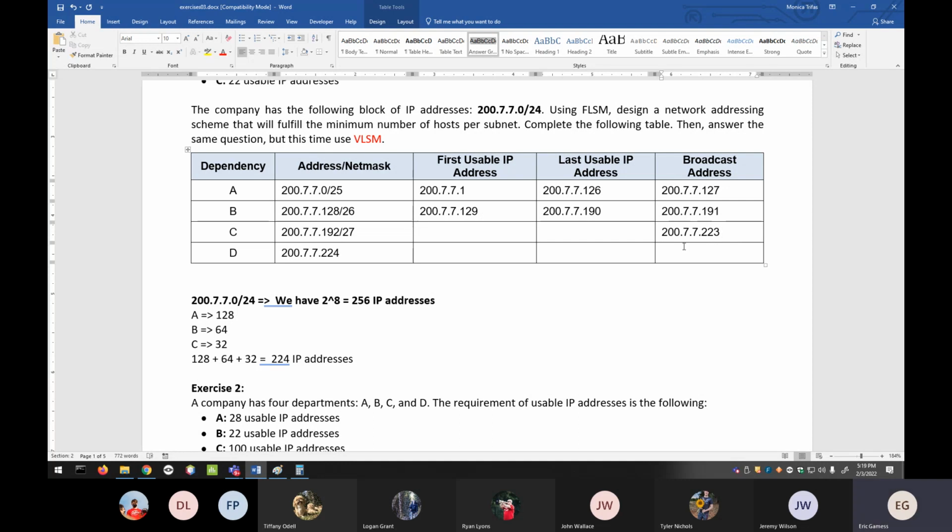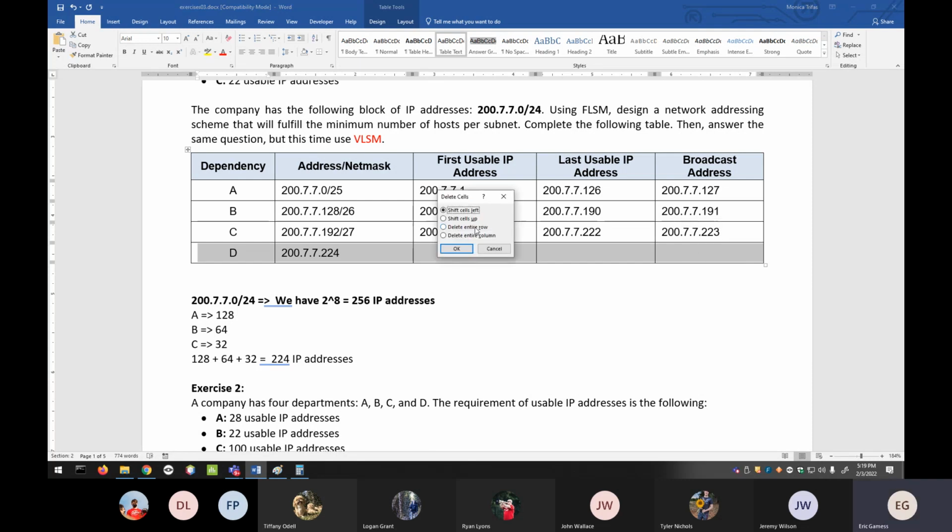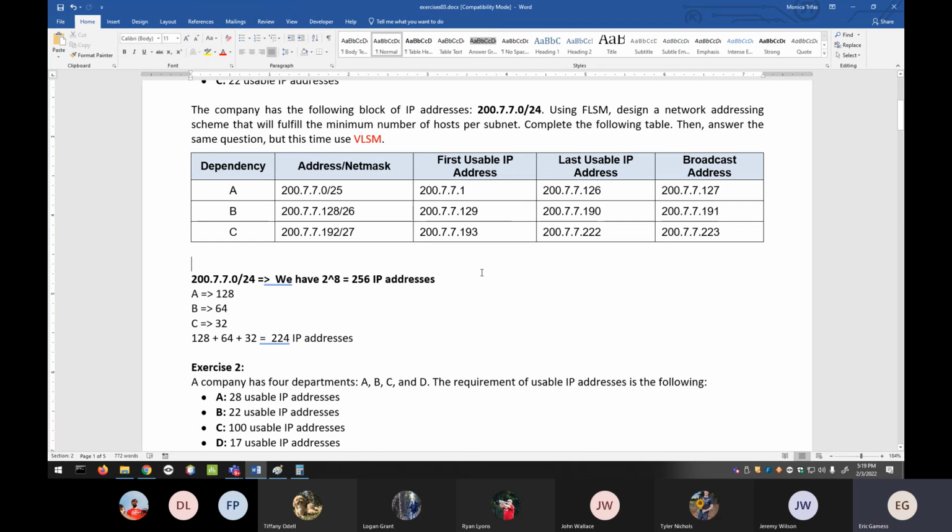So what will be the last usable? One IP address before 223 will be 222. Where is the first usable? One IP address after 192 will be 193. Okay? Let me remove this. I just added it to explain to you. Okay, so this is the information of each network.